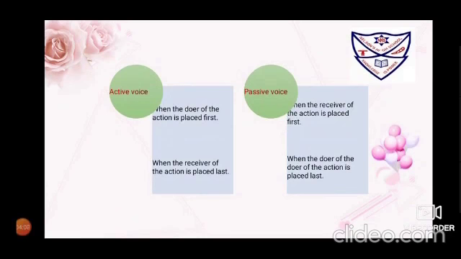Now, what is active voice? As we have gone through the terms, the doer of the action is the subject and the receiver of the action is the object. So now understanding active and passive voice will become easy. When the doer of the action is placed first and the receiver of the action is placed last, that voice is active voice, or that sentence is said to be an active sentence. What is passive voice? When the receiver of the action is placed first and the doer of the action is placed last, that kind of sentence is called a passive voice statement.